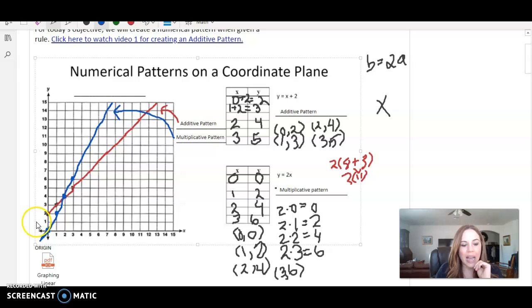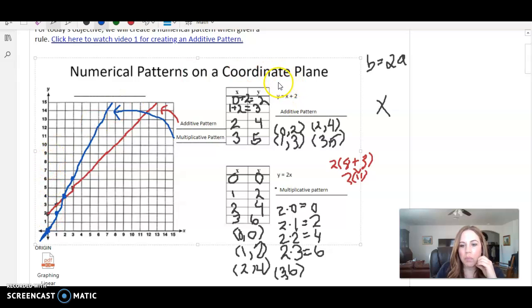And then an additive pattern is always going to hit at another point on the y-axis, because it doesn't matter what I add to 0. If I add anything to 0, I'm going to get a bigger number than 0, aren't I? And so an additive pattern is going to go anywhere else besides the origin. So it could go through the 1, it could go through the 8, and really where it hits the y-axis is going to tell you what you're adding by.